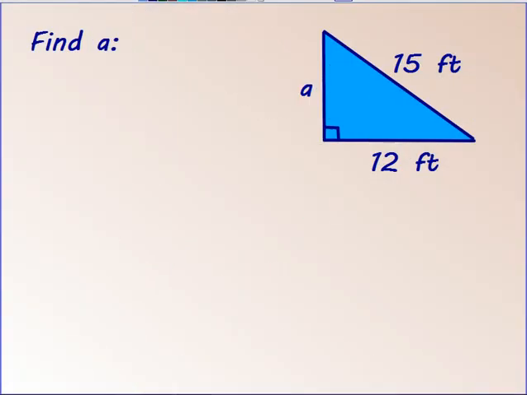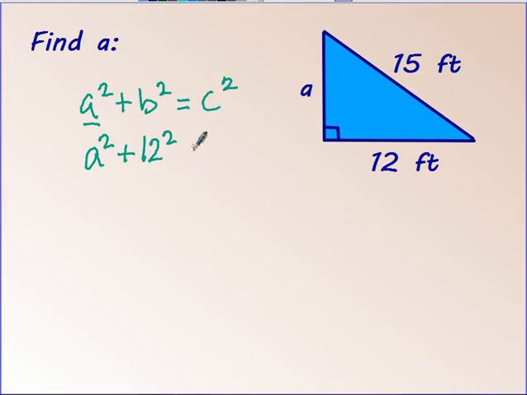Let's try that again. This time A is my missing measure. So again, I'm going to write down the Pythagorean theorem. Remember, it only works on right triangles. Well, A is my missing measure this time, so A squared is just going to stay A squared. B is the second leg, that's 12, so 12 squared. And C is my hypotenuse, and in this case it's 15, so C squared becomes 15 squared.